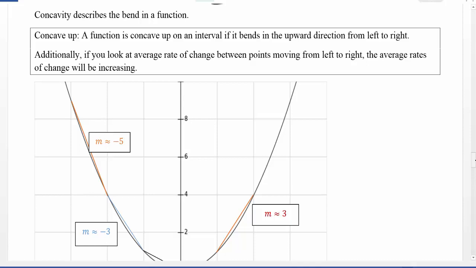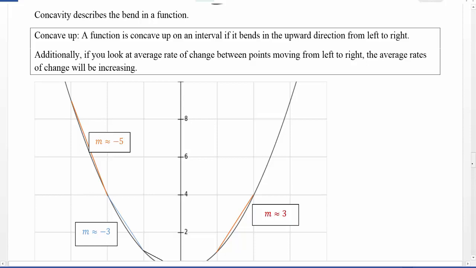The first concavity that we're going to look at is something called concave up. A function is concave up on an interval if it bends in the upward direction from left to right. Imagine concave up looks like a cup. Additionally, if you look at the average rate of change between points as you move from left to right, the average rates of change are going to be increasing. So the slope is going to be getting steeper and steeper in the positive direction or less and less steep in the negative direction.